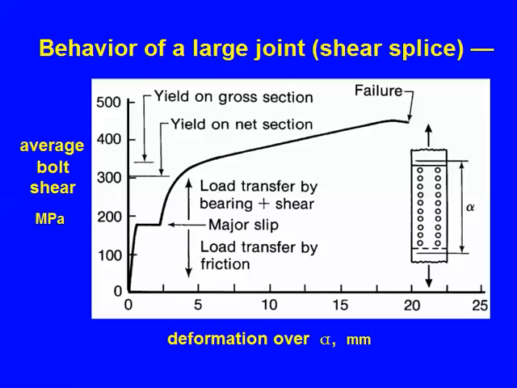Here's a real joint. This is the result of a real joint. Big joint. I think there are 28 bolts there. And the bolts here were preloaded, so we have tension in the bolts. So the parts are clamped together, and there's going to be frictional resistance. Let's see what happens. This is what I call the big picture.